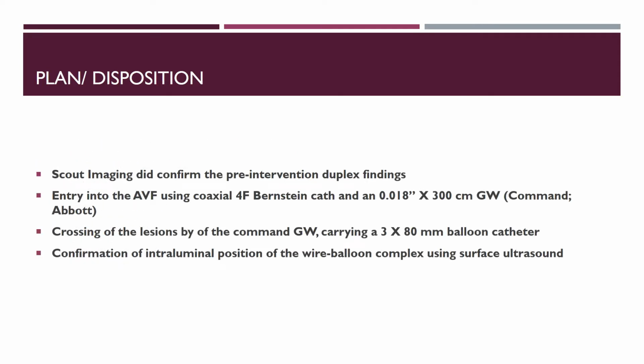Scout imaging did confirm the pre-intervention duplex findings. Entry into the AV fistula was carried out using a coaxial 4 French Bernstein catheter and an 0.018-inch by 300 cm guide wire. Crossing of the lesions was then achieved by the Command guide wire, carrying a 3 by 80 mm balloon catheter. Confirmation of intraluminal position of the wire balloon complex was possible using surface ultrasound.